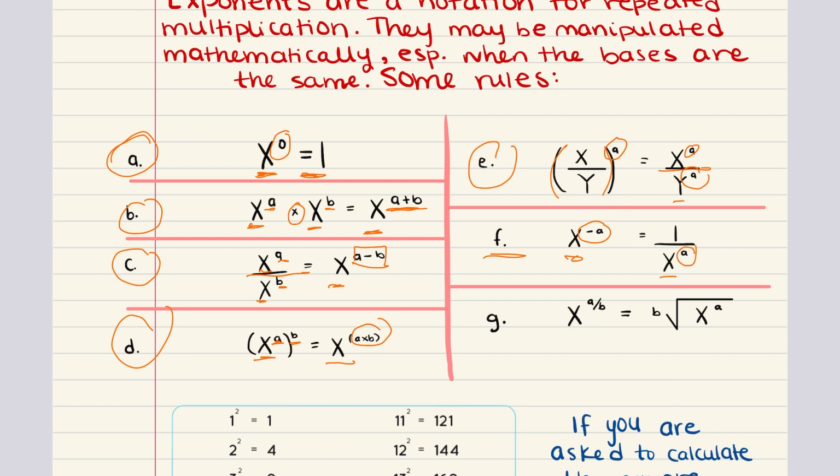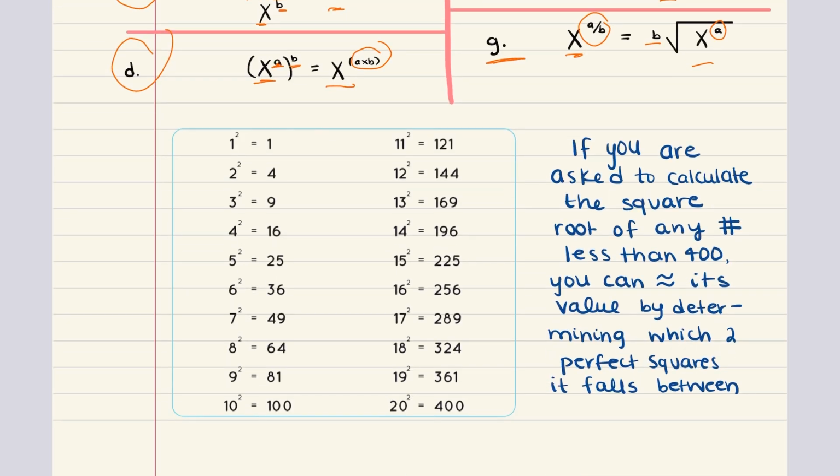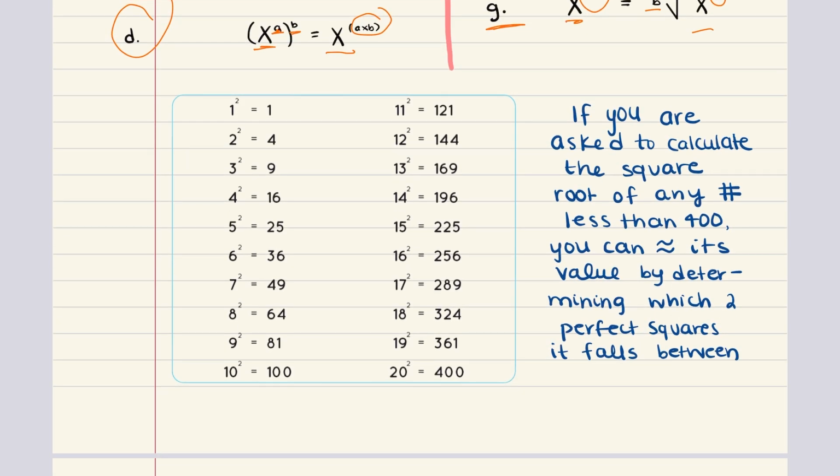And then our last rule is the fractional exponent rule. Fractional exponents represent roots. So x raised to the power a divided by b is equal to the b root of x raised to the power a. Building on this, on the MCAT, you may be expected to calculate approximate square roots. A square root is the value that, when multiplied by itself, gives the original number. For example, the square root of 9 is 3 because 3 times 3 is equal to 9.